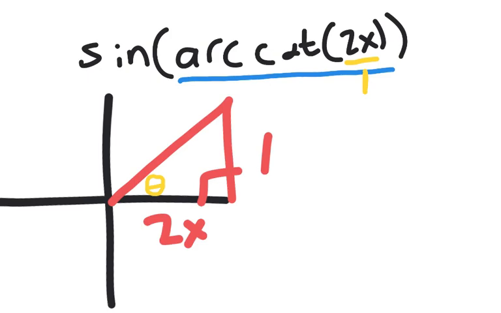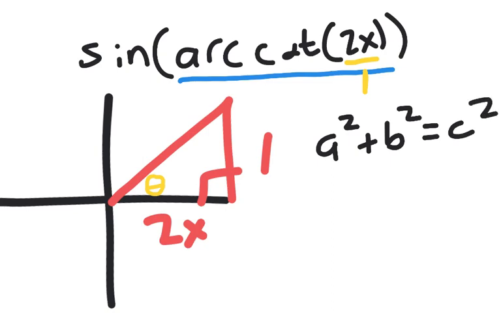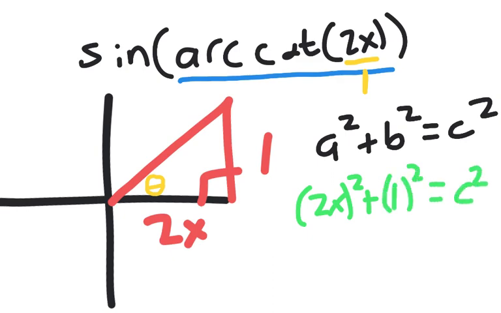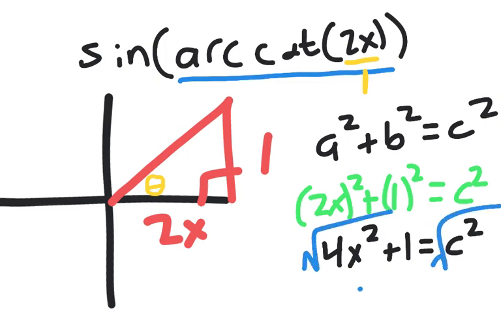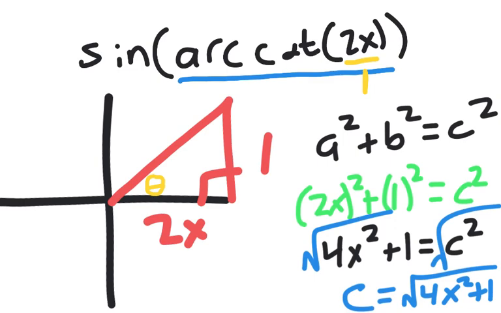Now, I know two sides of a right triangle. I can use the Pythagorean theorem to find the third side. A squared plus b squared equals c squared. So in this problem, what I'm missing is my hypotenuse, which has to be the c. So let's let a be 2x, and let's let b be 1. When I carry out the math there, I get 4x squared plus 1 equals c squared. To solve for c, I take the square root of both sides, which tells me c is equal to the square root of 4x squared plus 1.